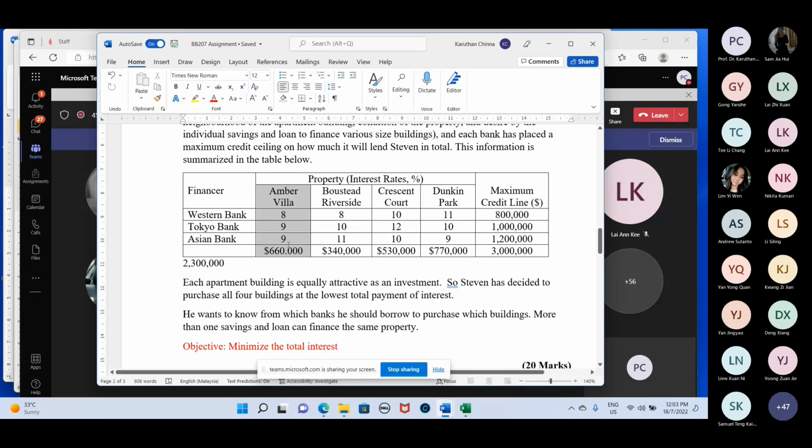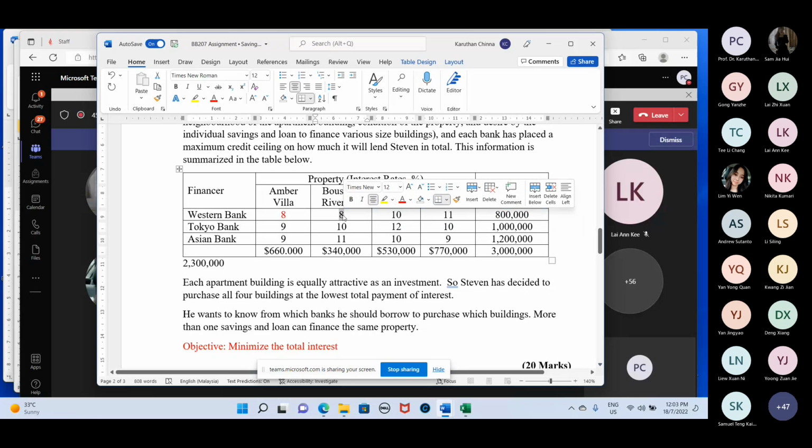Which is cheapest? This 8, right? 8%, right? Western Bank for Boston. Also here for Crescent Court. Western or that. For Duncan.